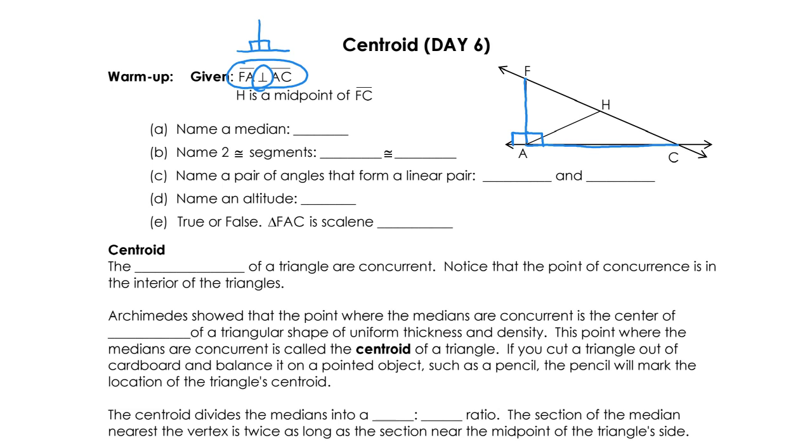All right, and then the next given says that H is a midpoint of FC. So I'm going to find H, okay? And it's the midpoint of FC. So we're going to go ahead and tick mark FH and tick mark HC. Those two segments have exactly the same length. Okay. All right. So part A says to name a median.